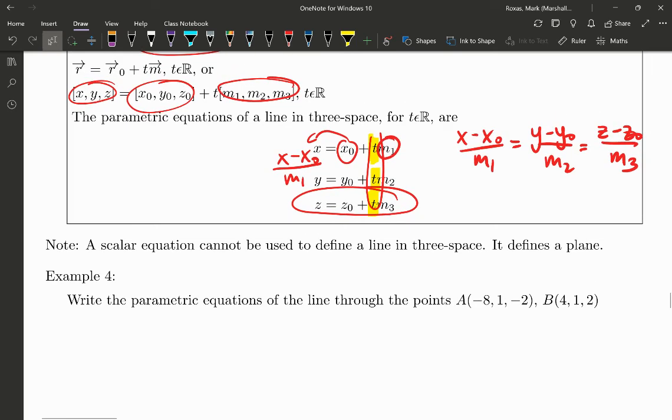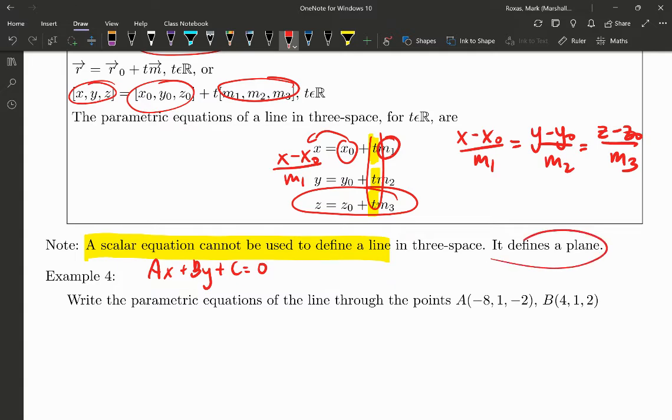All right. So again, another important note: the scalar equation, ax plus by plus c equal to 0, cannot be used to define a line in 3D space. Later on in the next lesson, we'll talk about how that scalar equation defines a plane in 3D space. But here, the only things we can do in 3D space are vector equations and parametric equations.